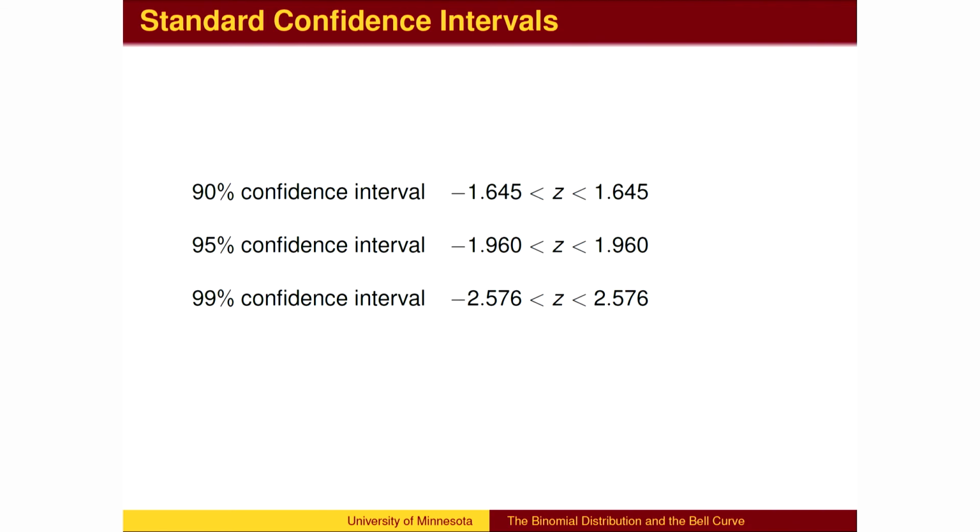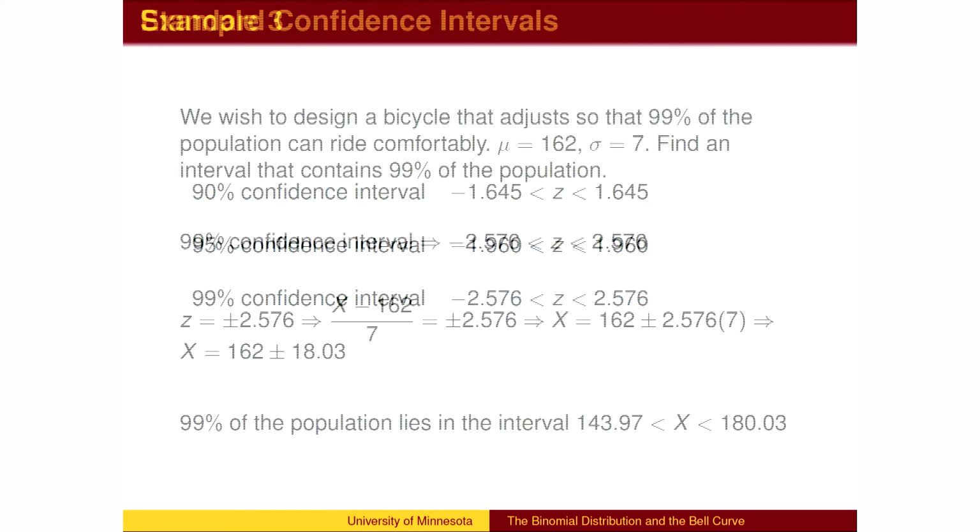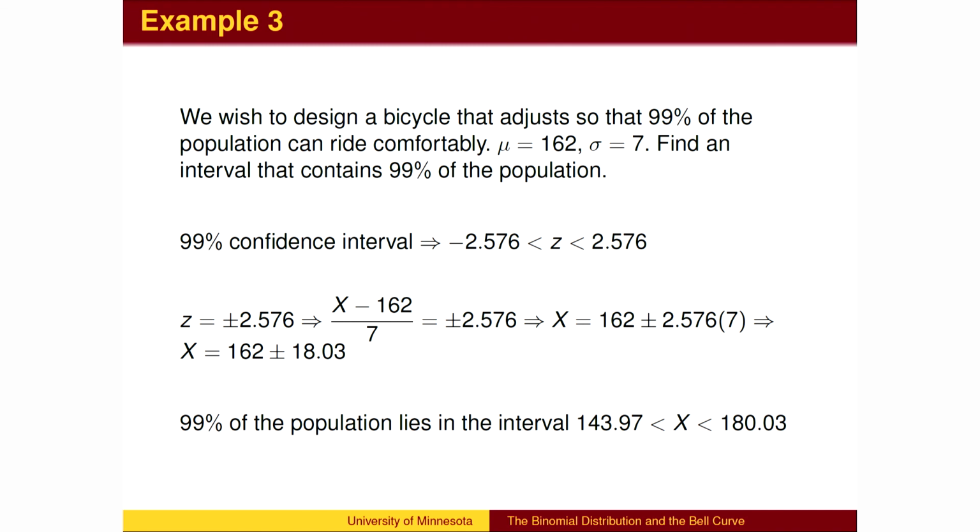These are the standard z-scores for the common confidence intervals. Here's another example. We wish to design a bicycle that is adjustable so that 99% of the adult female population can ride comfortably. The z-scores for the 99% confidence interval are plus and minus 2.576 standard deviations from the mean. We will be very close to 99% of the population being able to ride our bike if it adjusts from 144 to 180 centimeters.